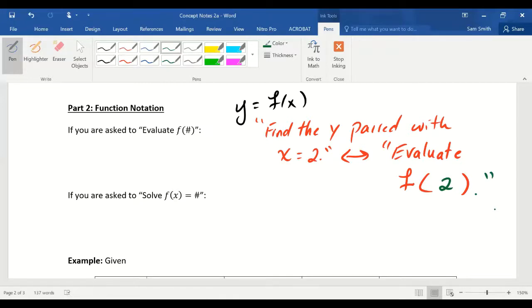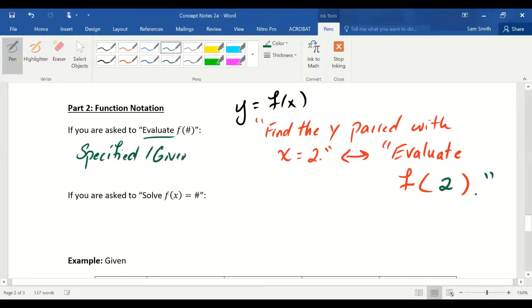In general, if you're asked to evaluate and you're given your function with a number in the input box, a number in x's position, this is shorthand for giving you x equals that number, and they're asking you what is y? What is y corresponding to that?